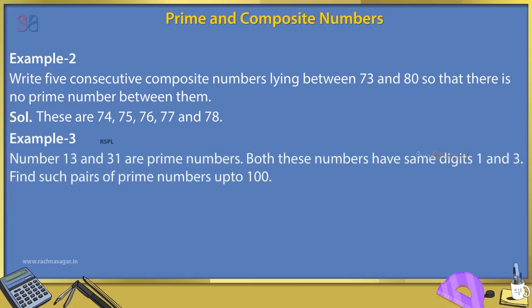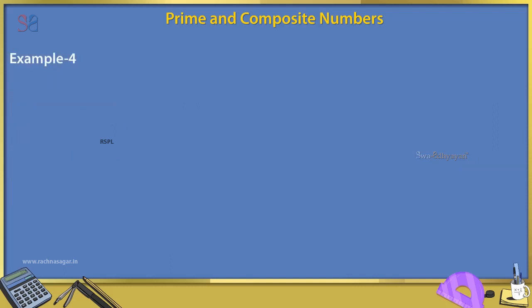Example 3. Numbers 13 and 31 are prime numbers. Both these numbers have the same digits 1 and 3. Find such pairs of prime numbers up to 100. Solution. 37, 73; 17, 71; and 79, 97 are 3 such pairs.